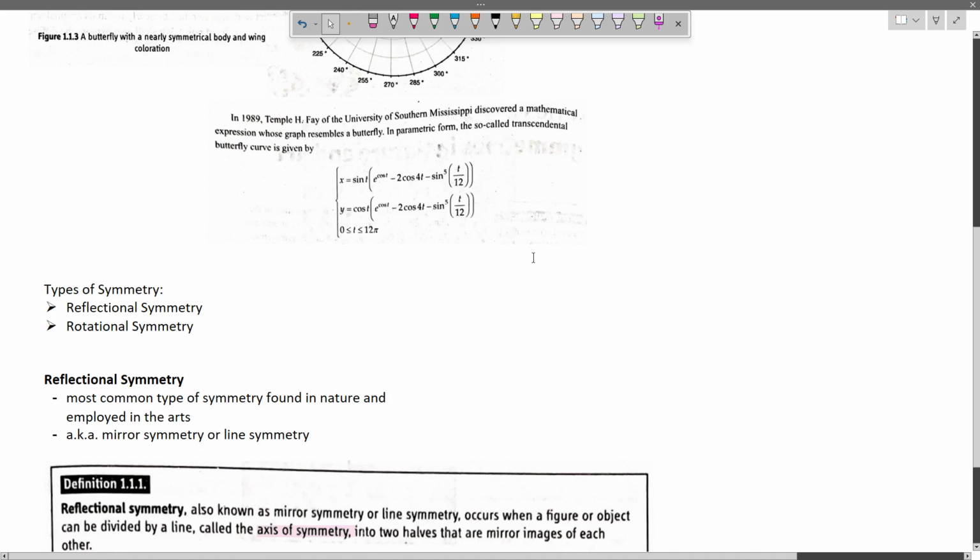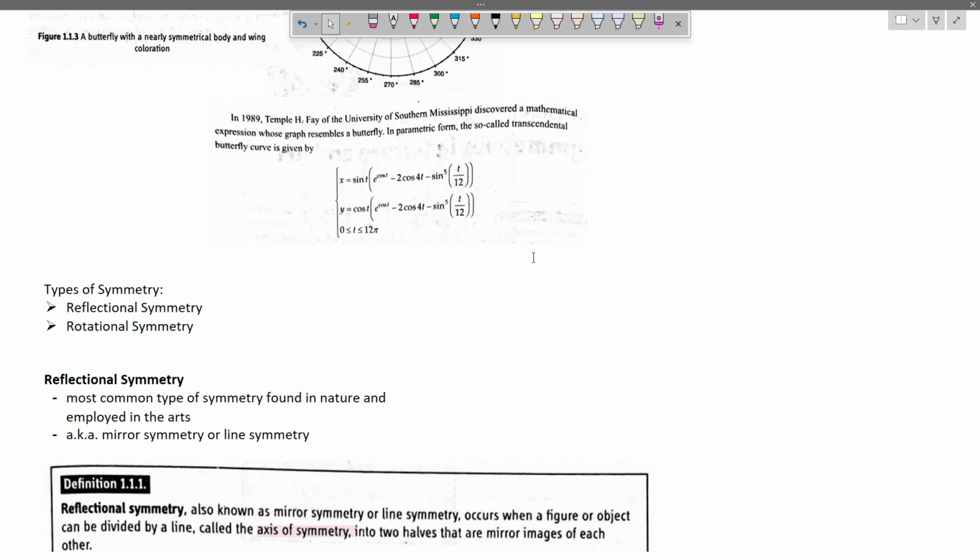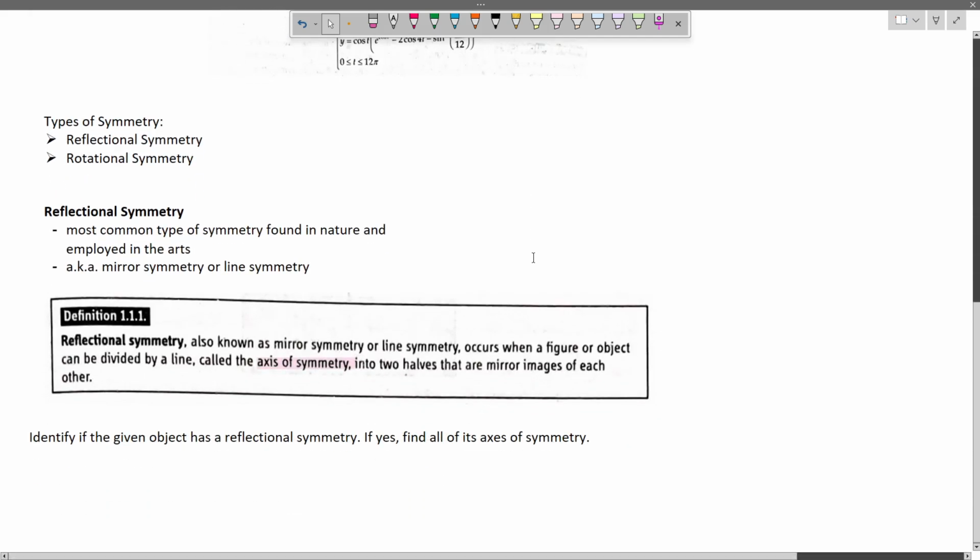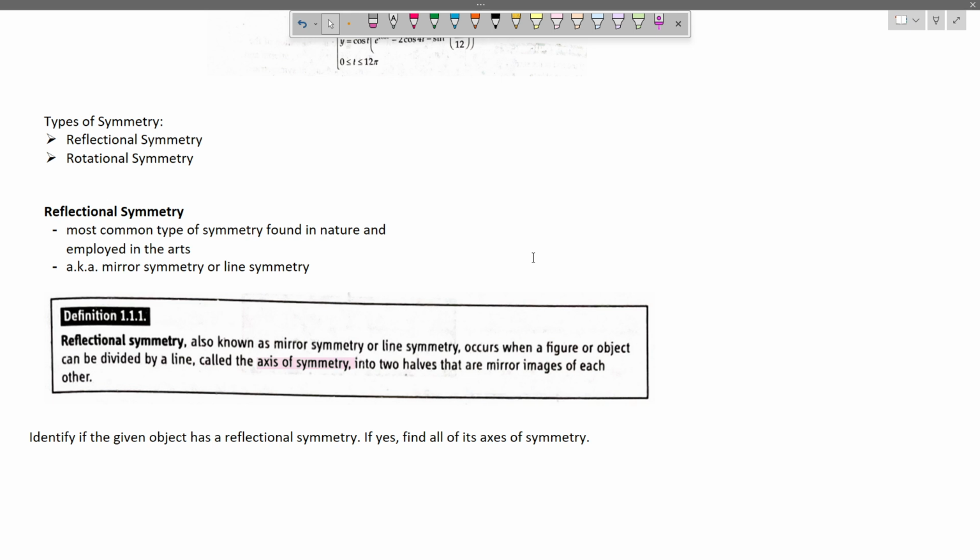So we have two basic or common types of symmetry. The first one is reflectional, the second one is rotational. So we are going to cover reflectional in this video. Reflectional symmetry is the most common type of symmetry found in nature and employed in the arts. It's also known as mirror symmetry or line symmetry.